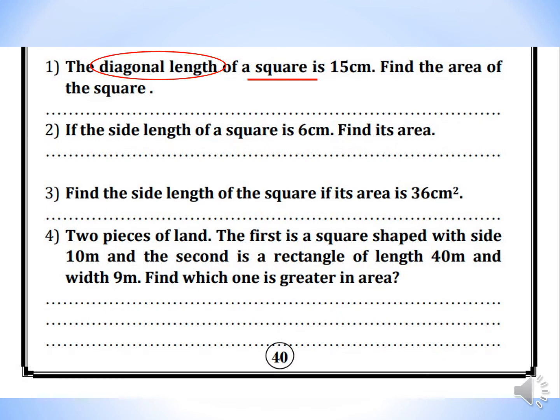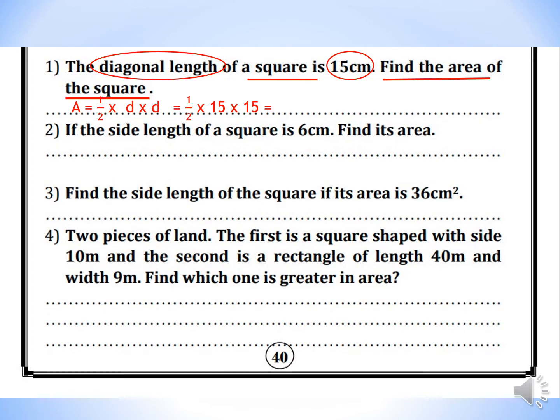Number 1. The diagonal length of the square is 15 centimeters. Find the area of the square. Here he gives me the diagonals, so I have to use the second rule of the diagonal. The area of the square equals half times diagonal times diagonal. So it will be half times 15 times 15.